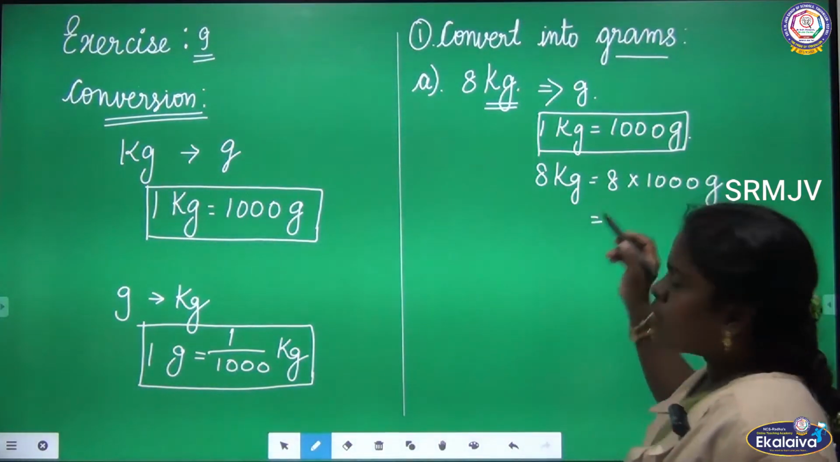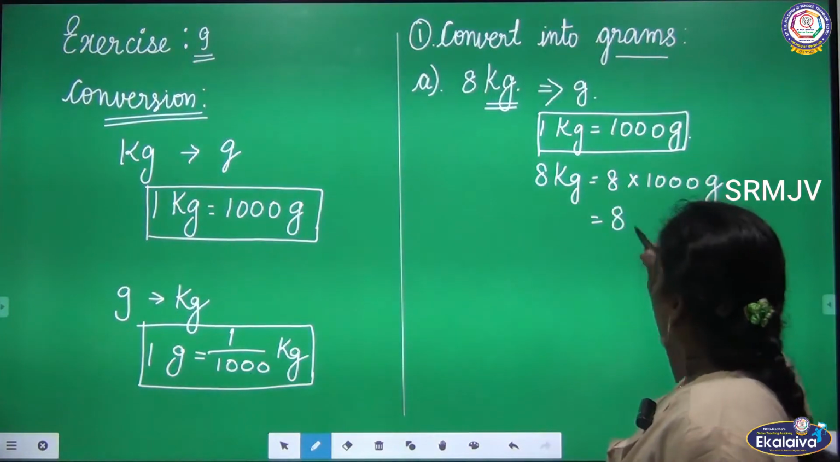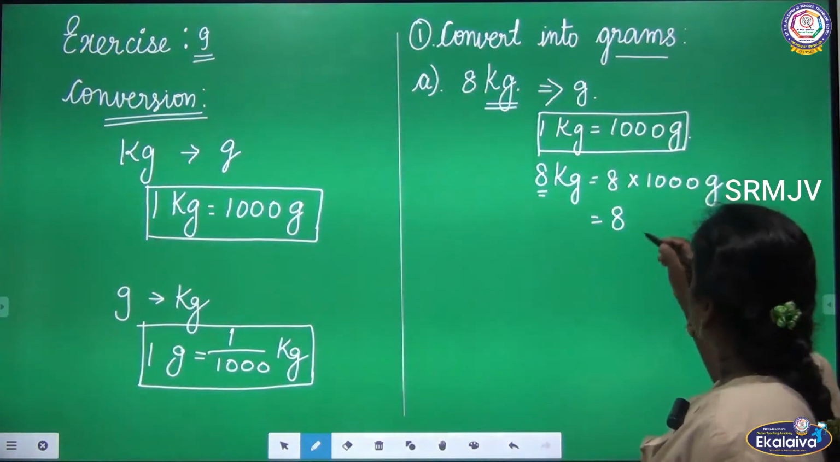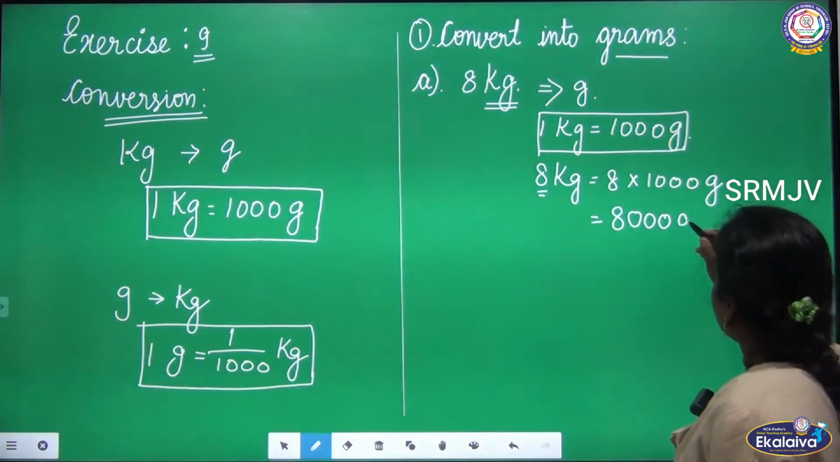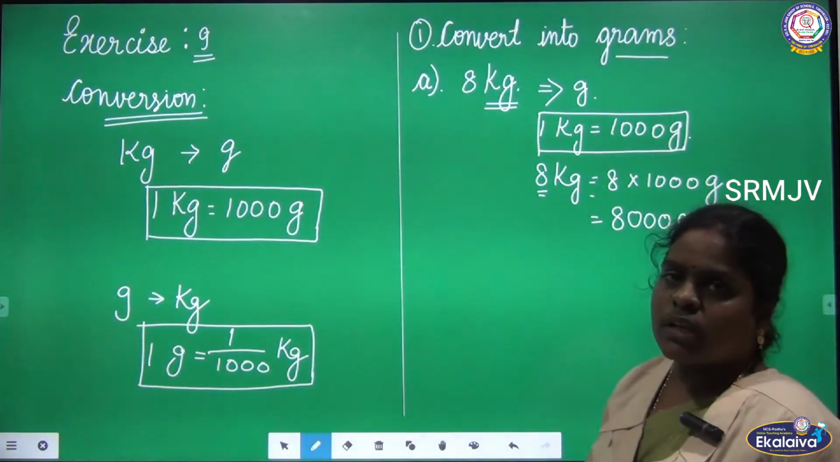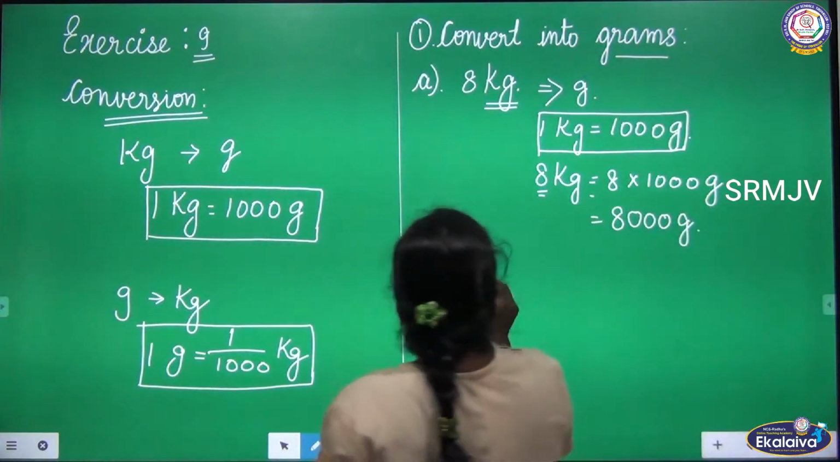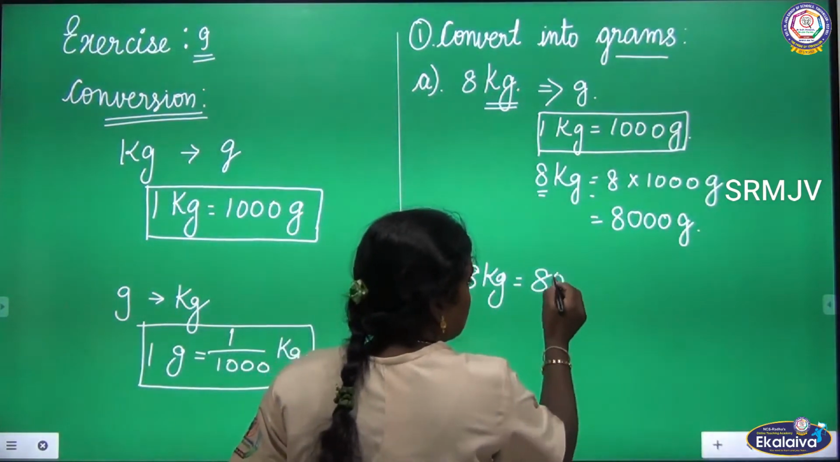By multiplying 1000 is very simple. You just write the given number. Here the given number is 8. Write down the number and put 3 zeros after the number. So if you multiply 8 into 1000, you can get 8000 gram. So answer 8 kilogram equals 8000 gram.